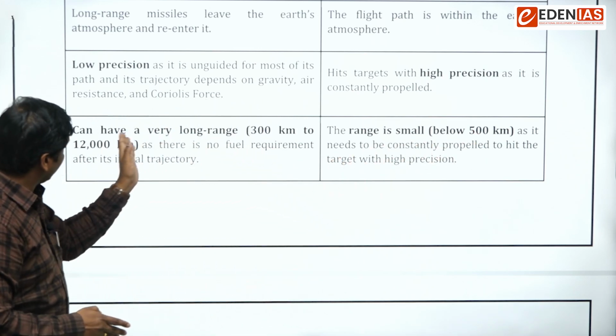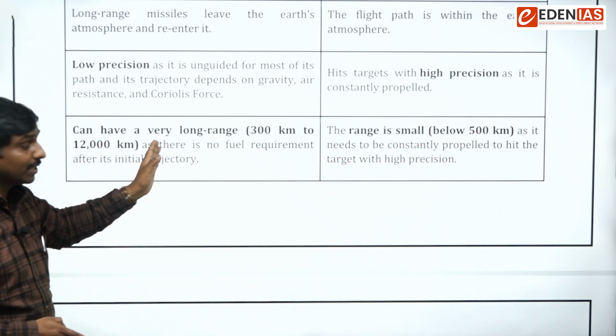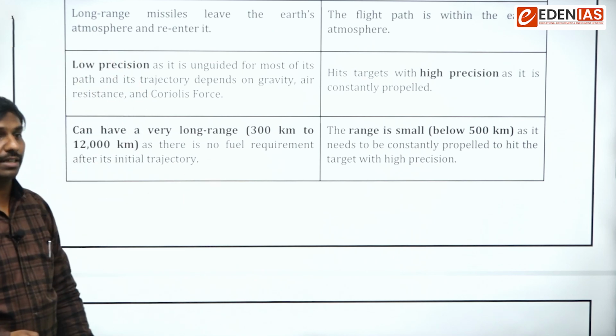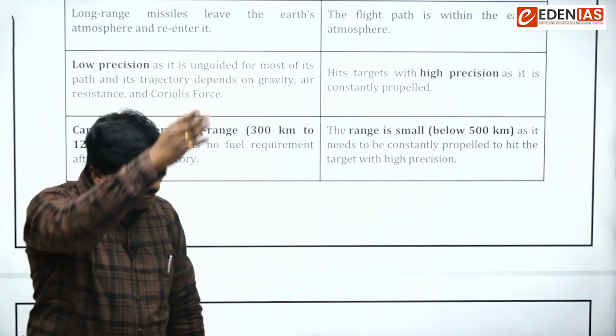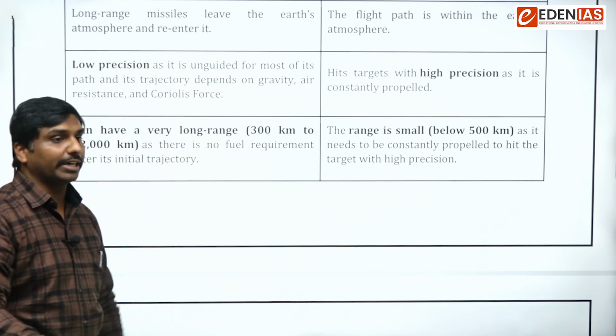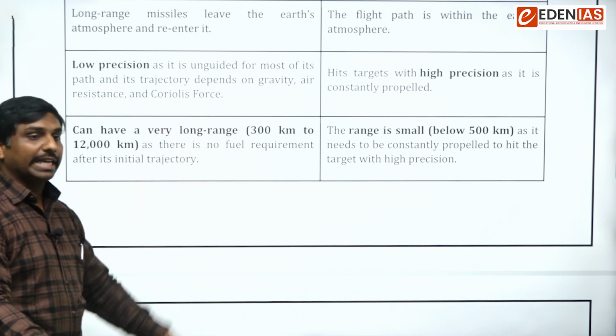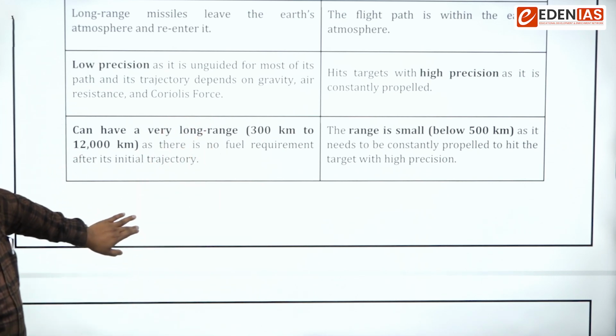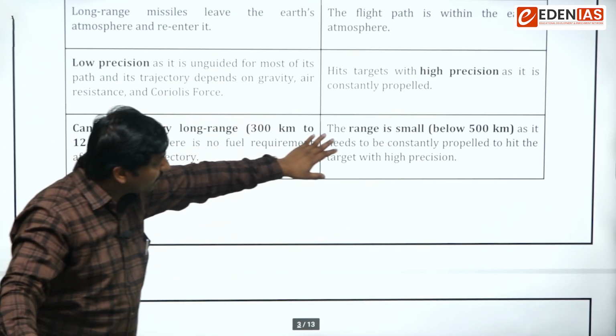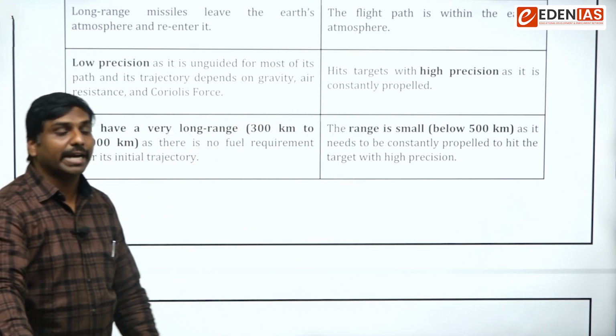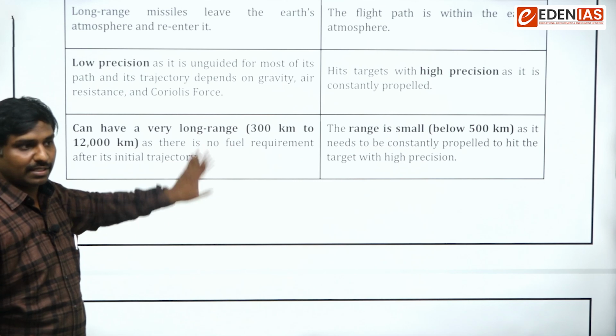Whereas if you see ballistic missiles, intercontinental ones also would be there. So we can hit a very long range, greater than 5,500 kilometers. So range is very high. The range of cruise missiles is small compared to ballistic missiles. So is this point clear?